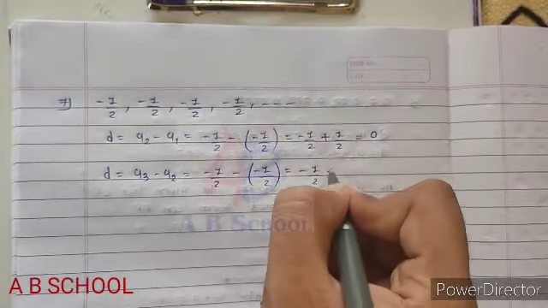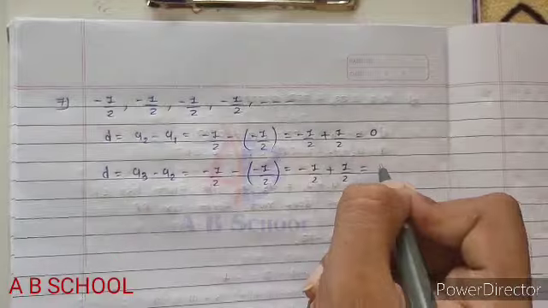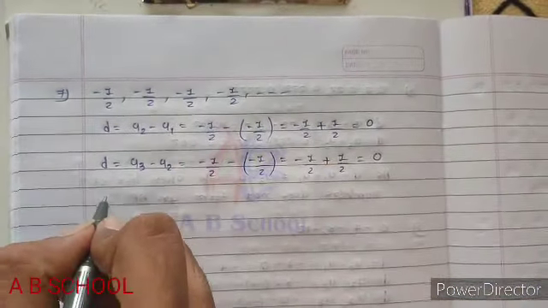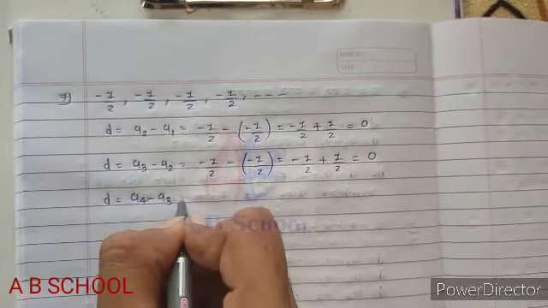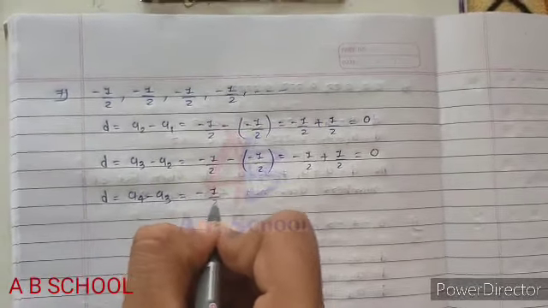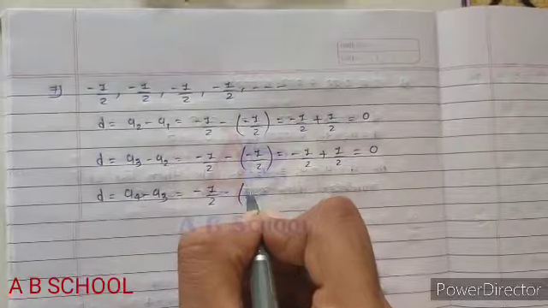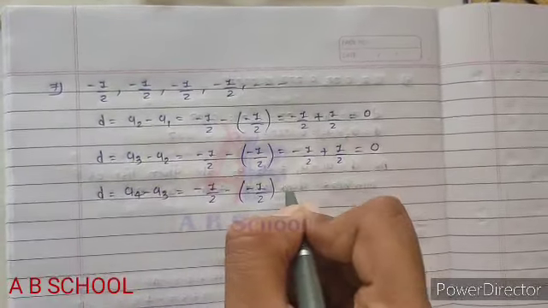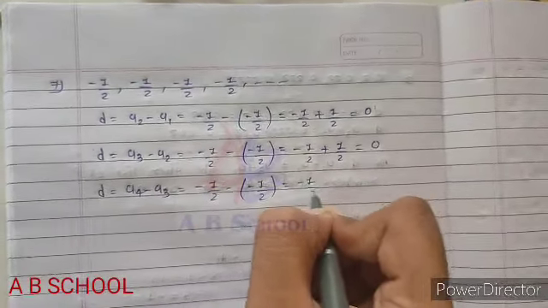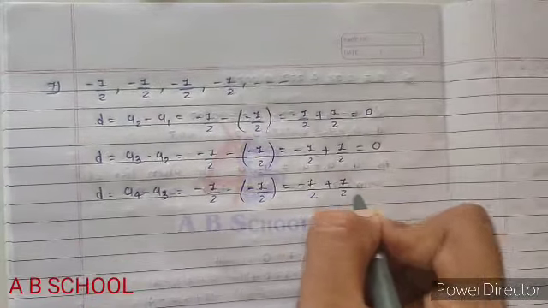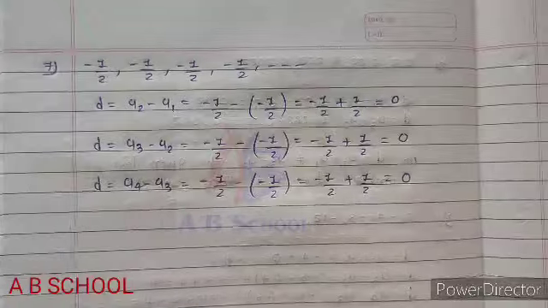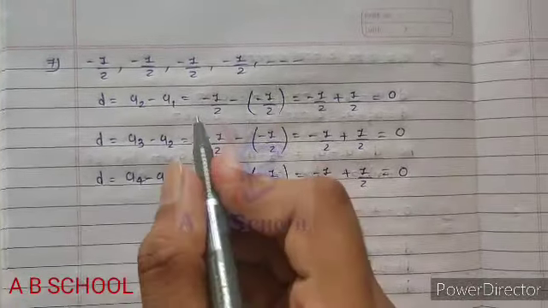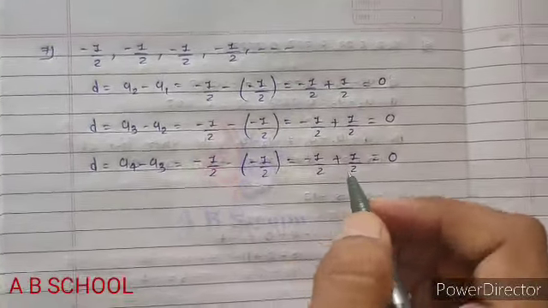Minus 1 by 2 plus 1 by 2 is equal to 0. Common difference D is equal to A4 minus A3. Value of A4 is equal to minus 1 by 2 minus value of A3 is equal to minus 1 by 2, which is minus 1 by 2 plus 1 by 2 is equal to 0. So common difference D is 0 for all the terms.